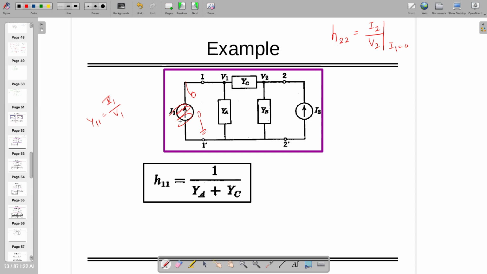If you want to find out such a thing, then you have to use V1 in terms of V2. If you have V1 in terms of V2, then you can find out those things. Here it's not required, sorry. V2 by I2 will be very easy. Without knowing other things, you can find it out.